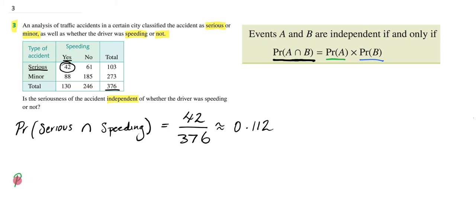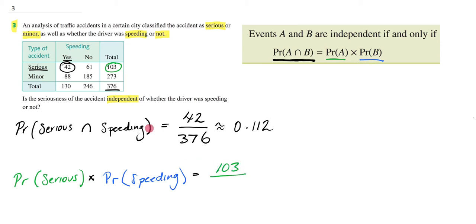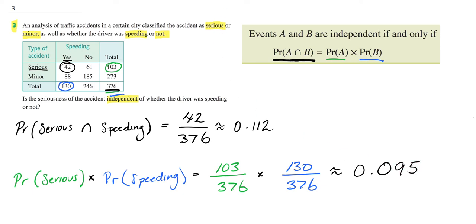Next, let's find this part, the probability of A times the probability of B. So I'm going to say that the probability of it being a serious accident times the probability of it being a speeding accident. So the probability of it being a serious accident, well, 103 was serious, and that's going to be over my total of 376. Then we're going to times that by the probability of them speeding. So the amount of speeding cases that we have is 130, and we're going to divide that by 376, our total. And when we times these two together, again, we're going to get approximately 0.095.